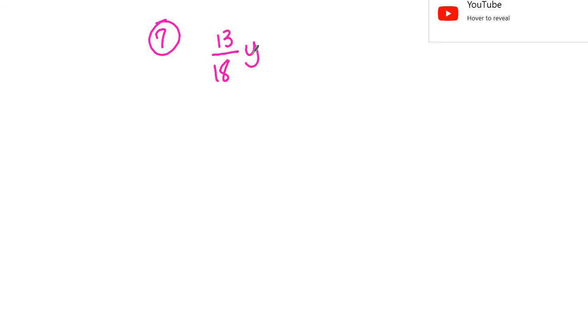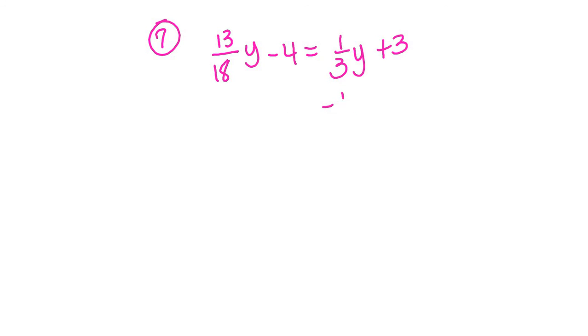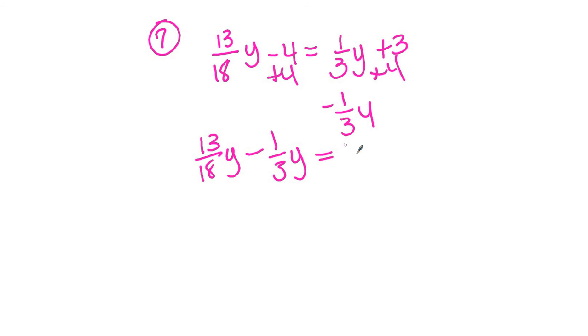Okay, so number 7 might be a little bit easier if it's rewritten as 13/18 times y minus 4 is equal to 1/3 times y plus 3. So I'm going to get all of my numbers on one side and all the y's on one side. So I'm going to subtract 1/3 y. So I have 13 over 18y minus 1/3 y. And then I'm going to add 4 to this side. I'm going to get 7.